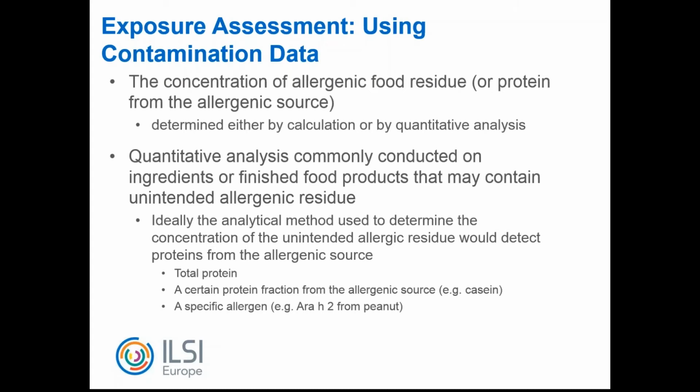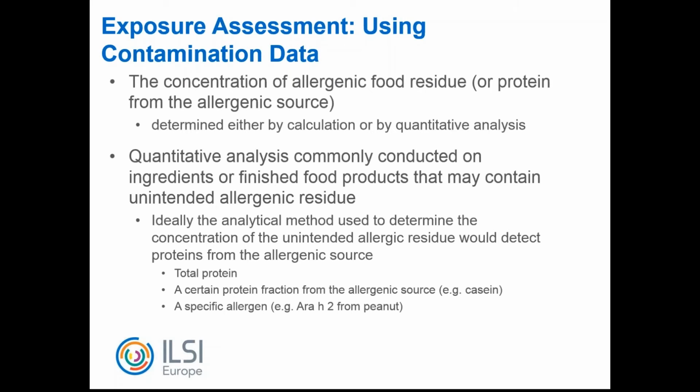So we can determine this concentration either by calculation, if we know that there was a formulation change or a product changeover, and we can calculate how much may be in the next product after changeover, or we can do quantitative analysis utilizing various analytical methods that I'll discuss in more detail. If using an analytical method, it's important to understand the differences in those types of analytical methods, what they're actually detecting and what they're actually reporting.